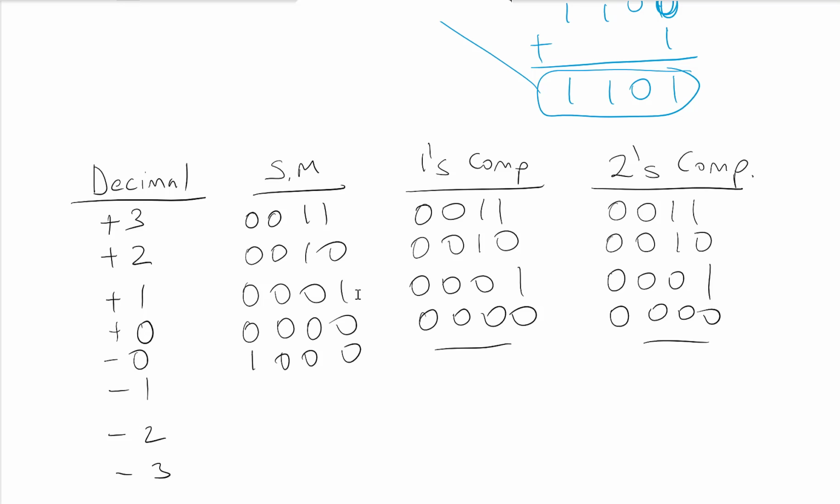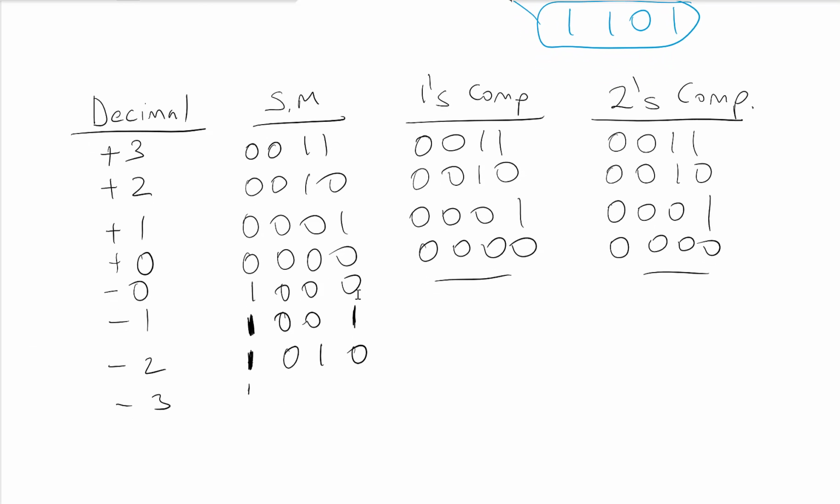For minus 1 in sign magnitude, I put 1 here, so this is my sign, and the magnitude is 1. So this is minus 1. For minus 2, this is minus, and the magnitude is 2. This is minus, and the magnitude is 3.